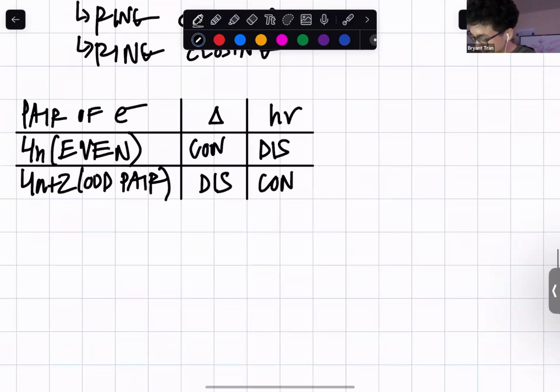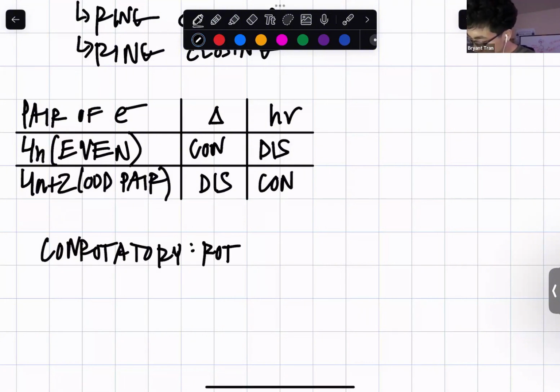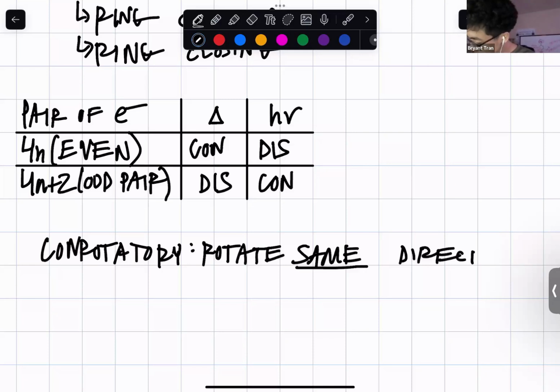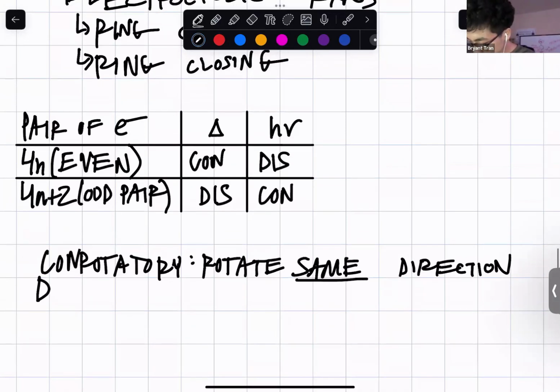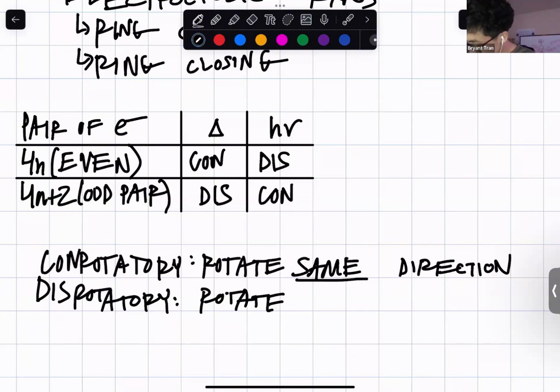So when we rotate groups, we're going to rotate them either conrotatory to each other, which means those two groups rotate in the same direction, or disrotatory, where we rotate in opposite directions.